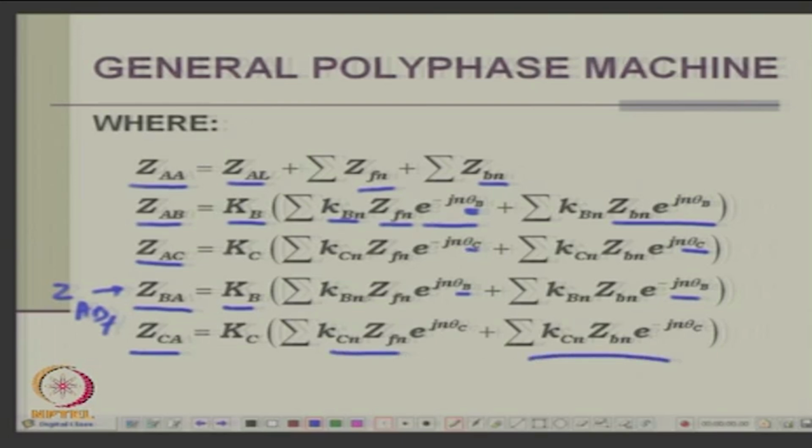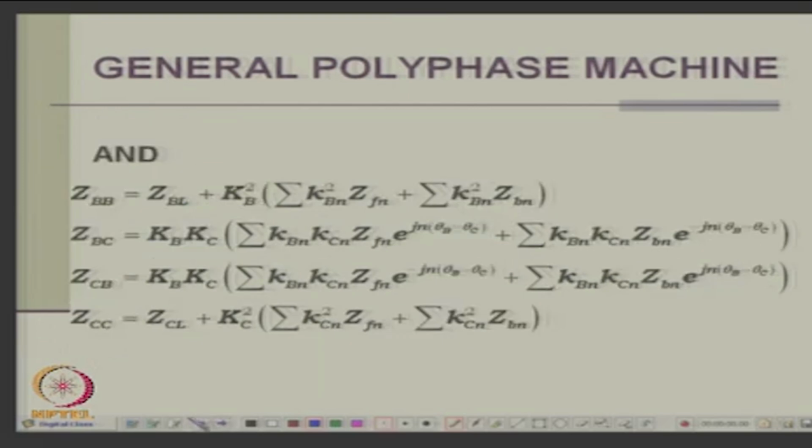Okay. So, we can write all these impedances, the whole impedance matrix, is not it. So, you can write ZBB, ZBC, ZCB, ZCC. Similarly, ZBC will be the product of Kb and Kc, right. So, this way, for the nth harmonic, you can write this.